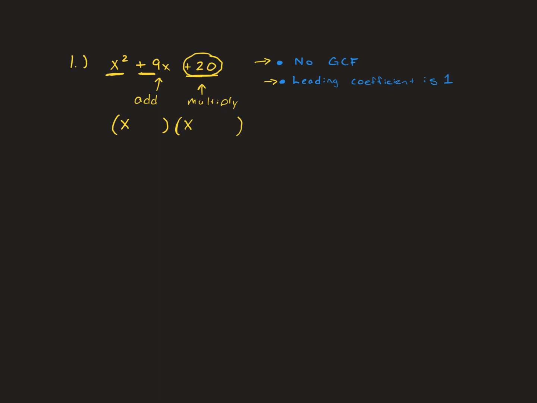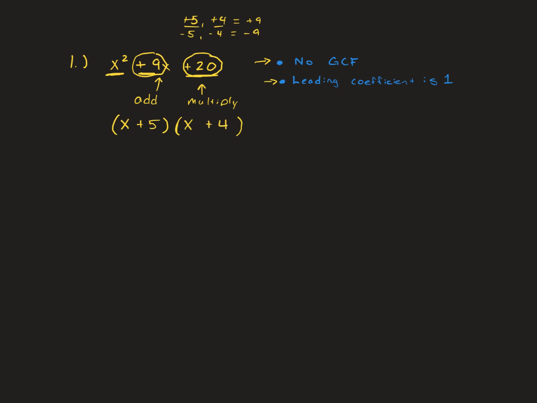So it's probably either going to be positive 5 and positive 4, or it could be negative 5 and negative 4, because both of those will make positive 20. The difference being when you add the top ones together, you get positive 9, and when you add the bottoms together, you get negative 9. And since I'm looking for a positive 9, it must be the top ones. So I've got positive 5 and positive 4. x plus 5, x plus 4.